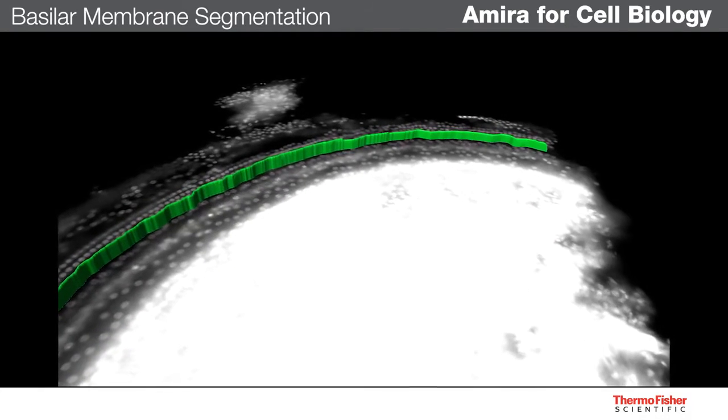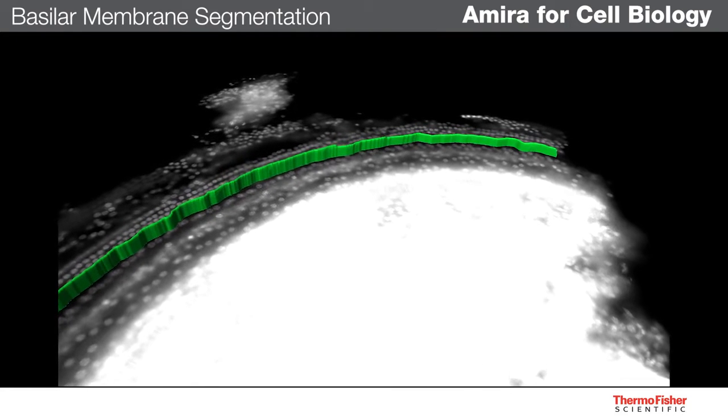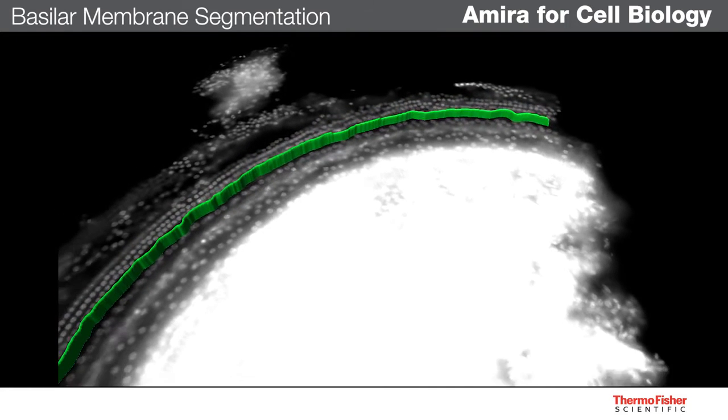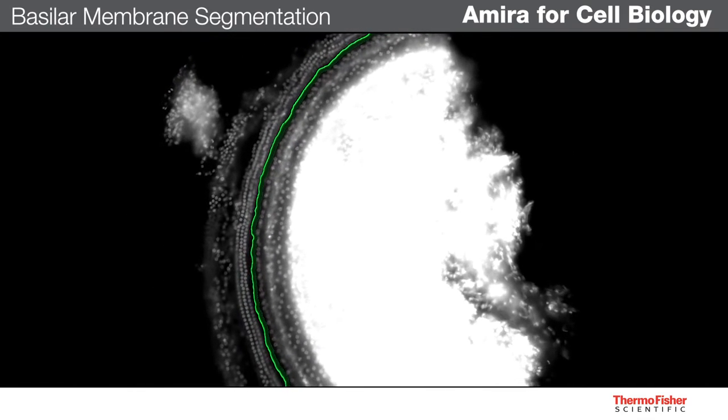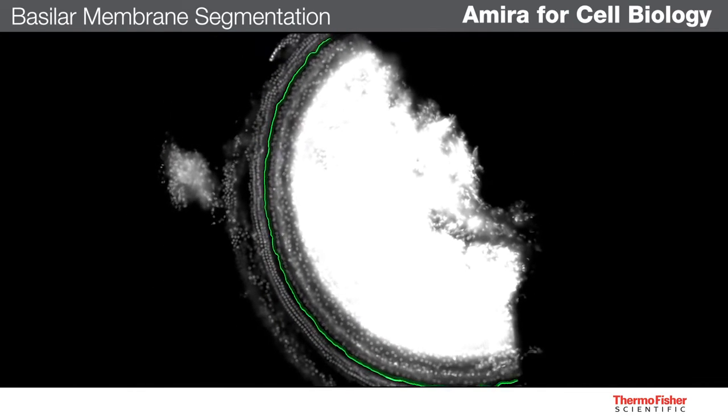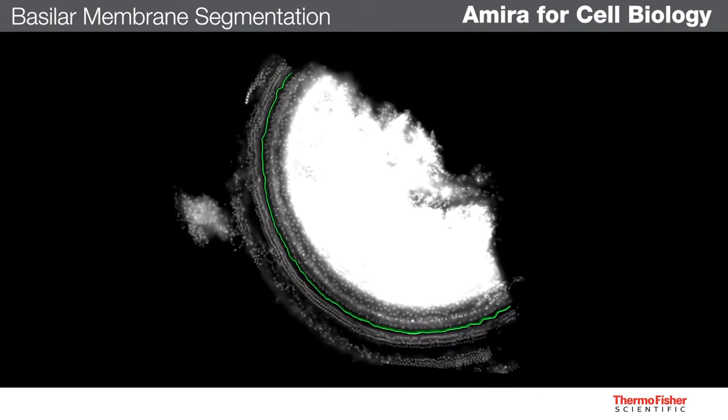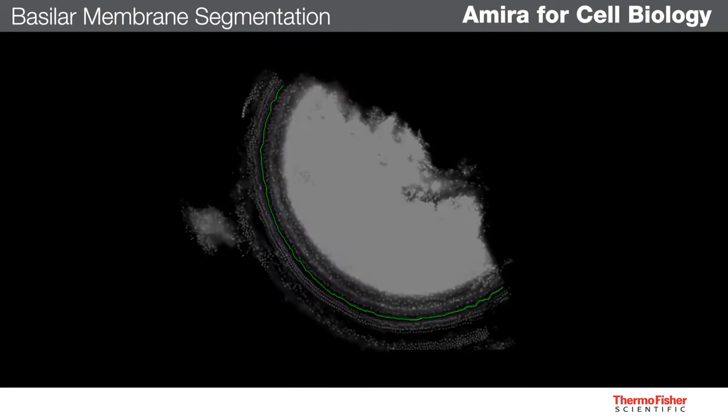In the end, we have a segmented representation of the basilar membrane, which in 3D looks like a wall separating the inner and outer hair cells. Since this workflow is not trivial, we can save it as a template so it can be applied to future datasets with a single click.